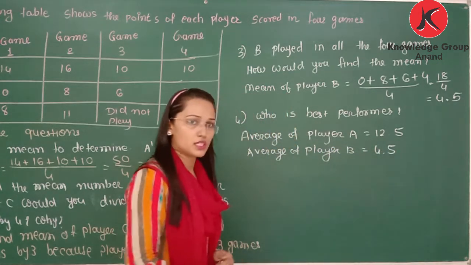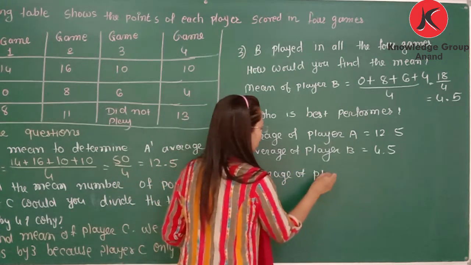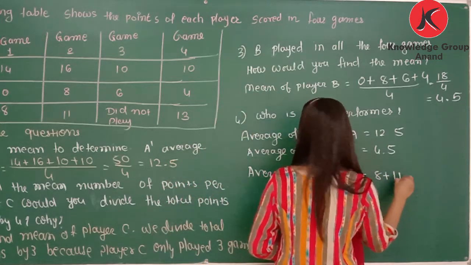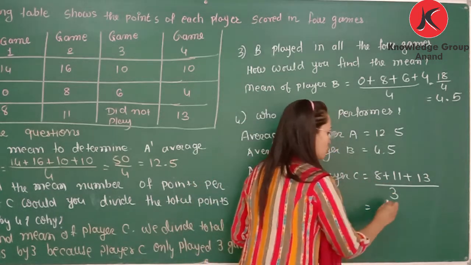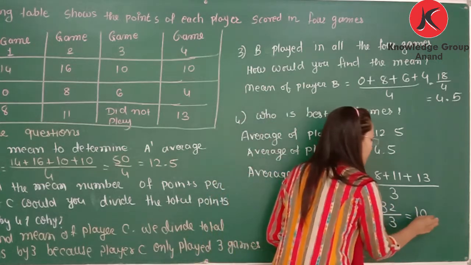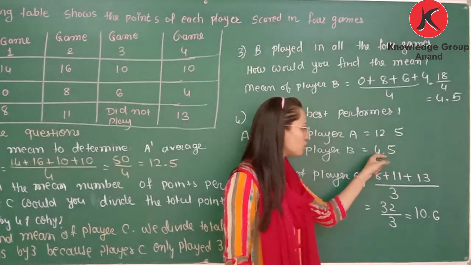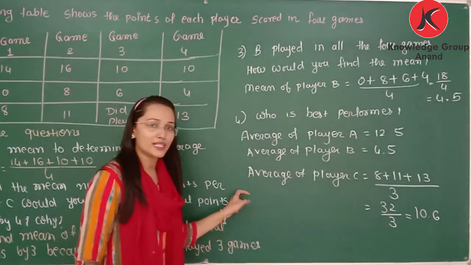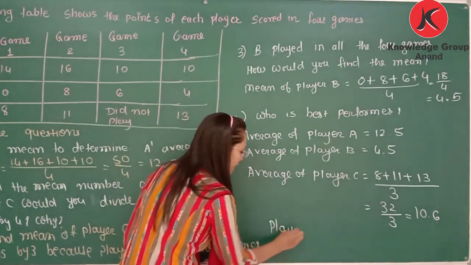Now average of player C we need to find. Let's find average of player C, that is 8 plus 11 plus 13 divided by 3. So we have 32 by 3, and if we divide 32 by 3 we will have 10.6. Now you can see average of A is 12.5, average of B is 4.5 and average of C is 10.6. Now who is the best performer? Average of A is greater, so player A.